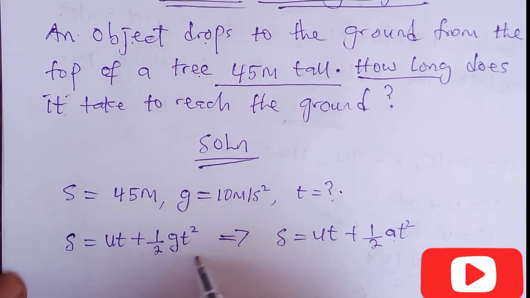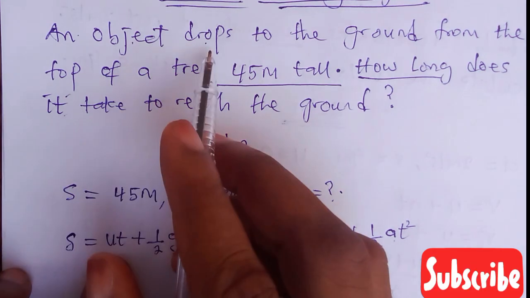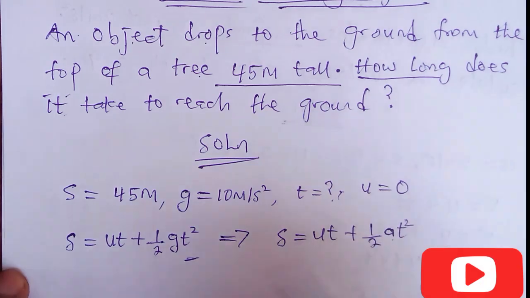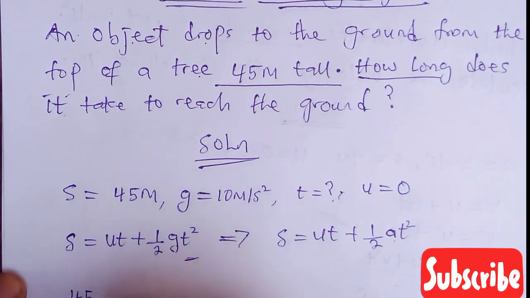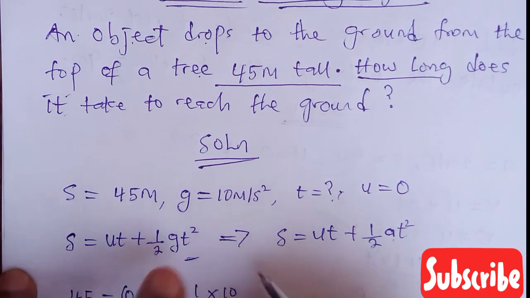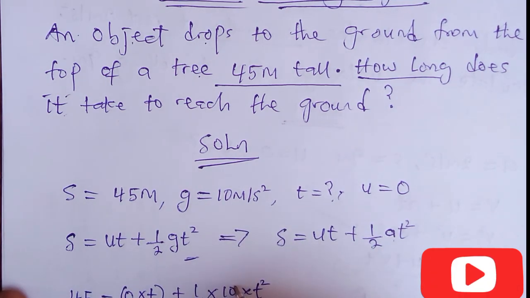Therefore, using this equation to solve, and we should also note that before the body started dropping, it was initially at rest, so u is equal to 0. We now get 45 is equal to 0 times t plus half times 10 times t squared. 2 into 2 is 1, 2 into 10 is 5.